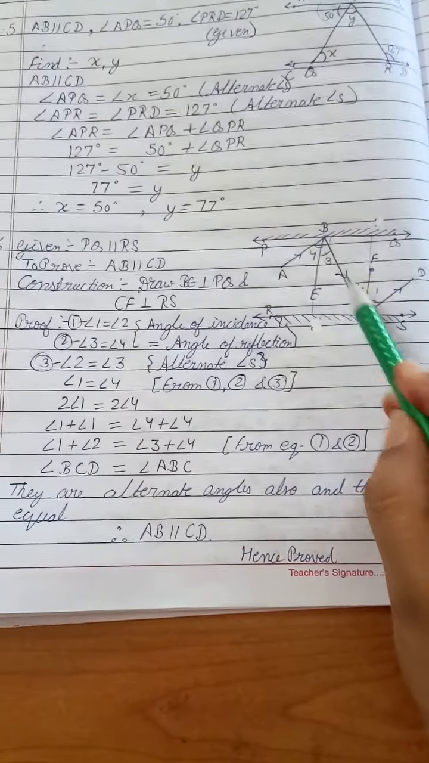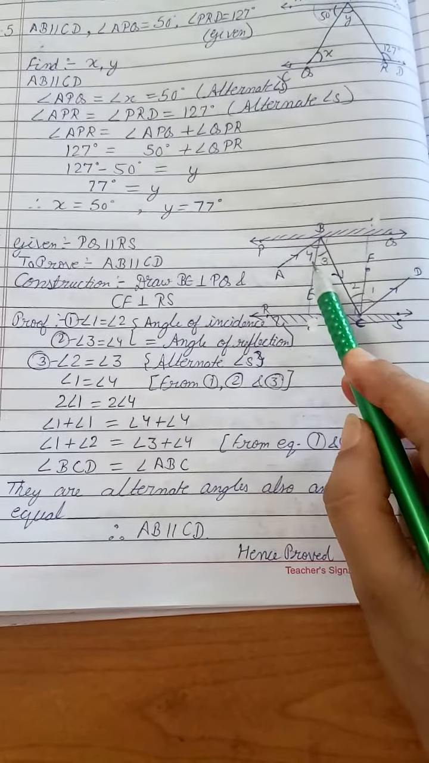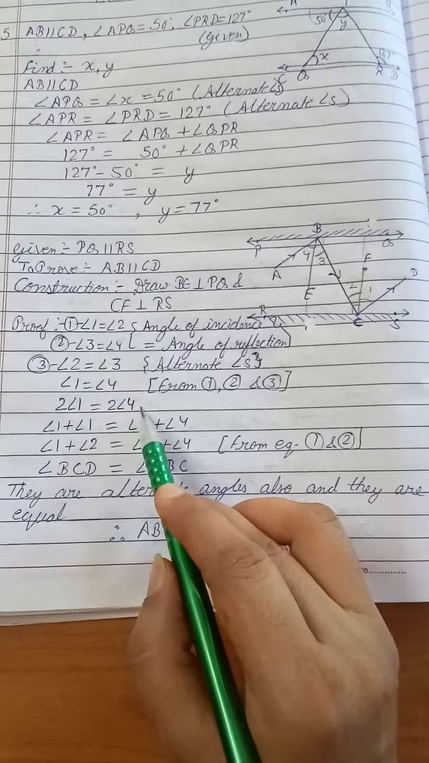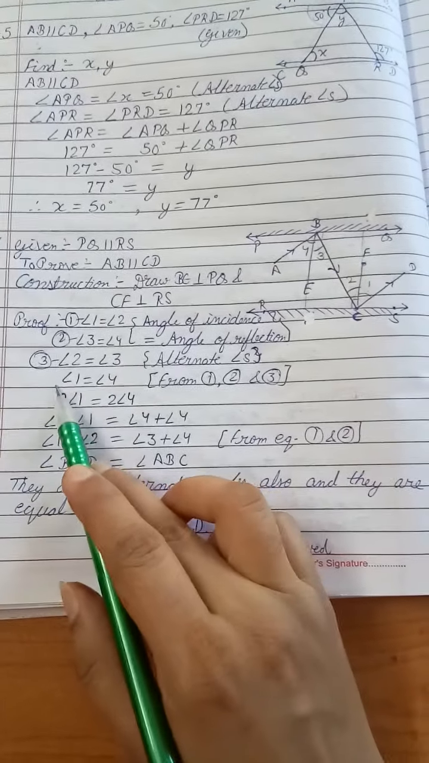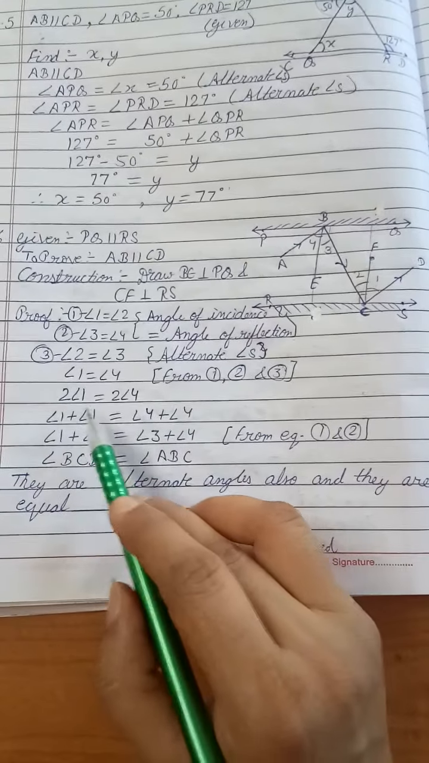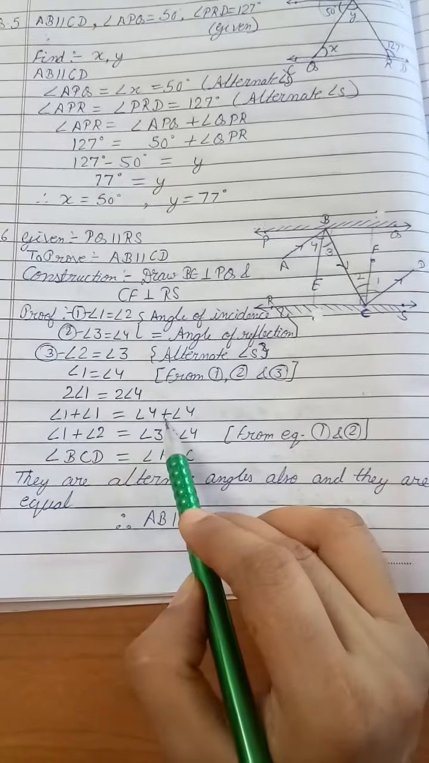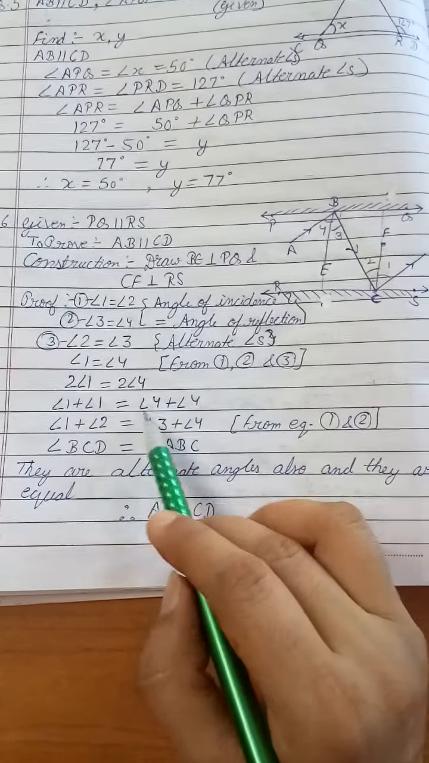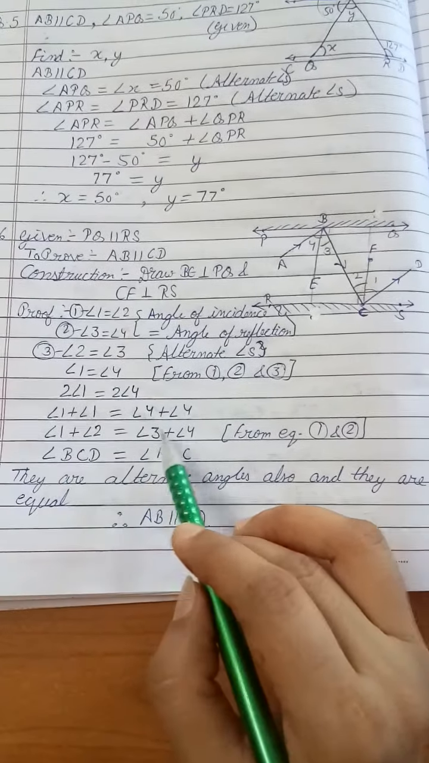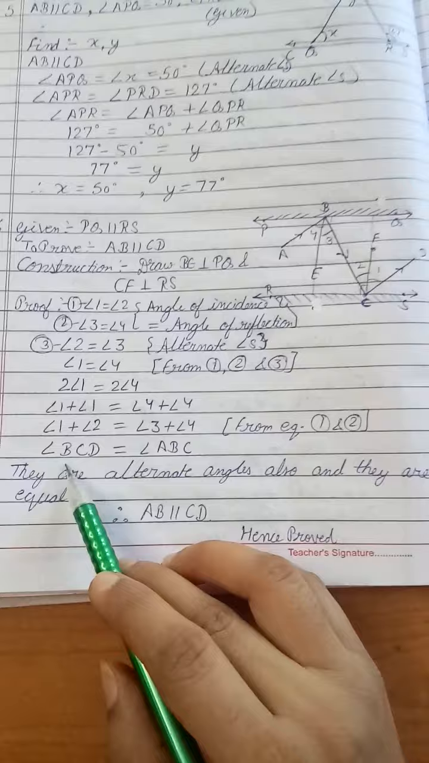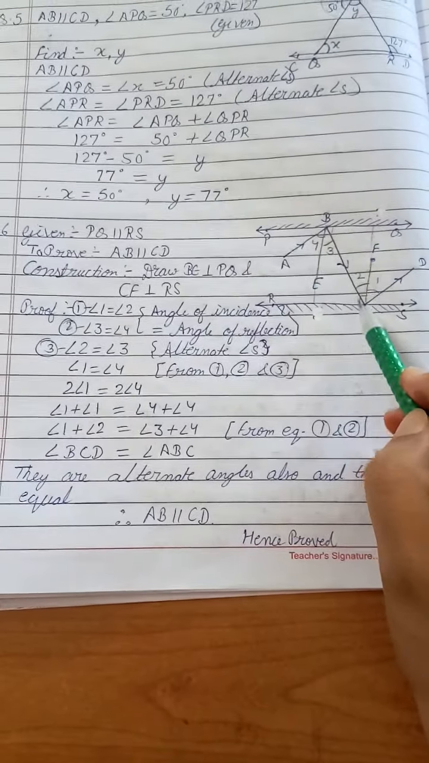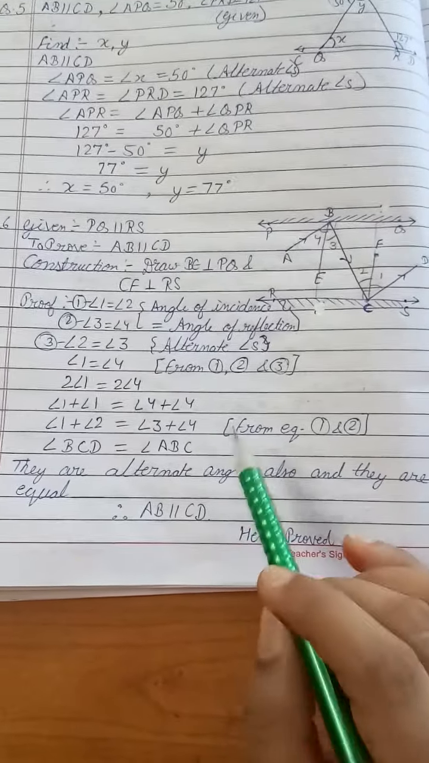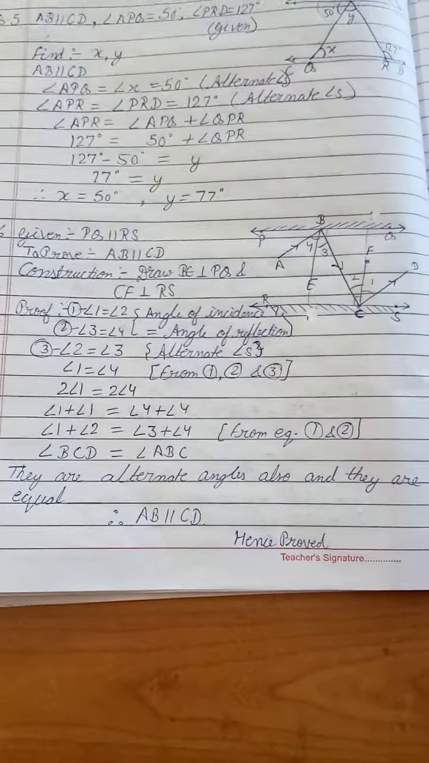So that means angle 2 became equal to angle 3, and angle 1 became equal to angle 4. So if we write 2 times angle 1, it is equal to 2 times angle 4. Here we multiplied both sides by 2. So we will expand this: angle 1 plus angle 1 is equal to angle 4 plus angle 4. Since angle 1 was equal to angle 2, I have replaced this, and in the same way angle 4 was equal to angle 3. So angle 1 plus angle 2 is equal to angle 3 plus angle 4, and that means this angle ABC is equal to angle BCD, and these two are alternate angles also and they are equal. That means this AB is parallel to CD.